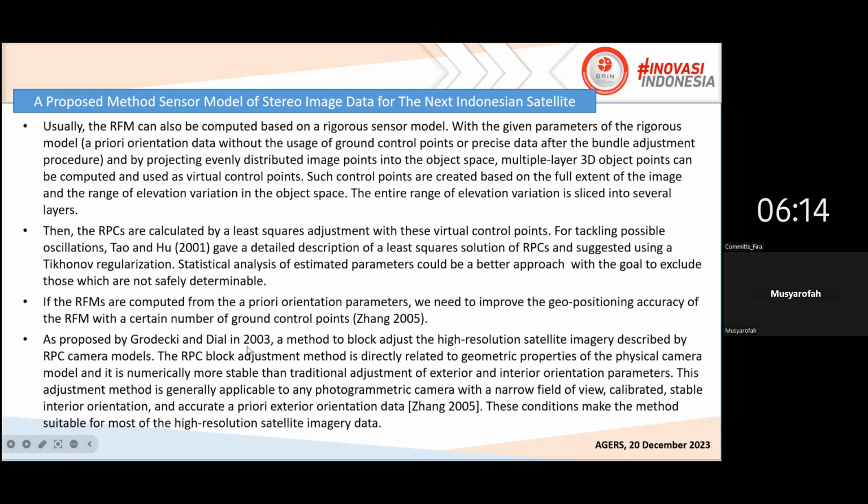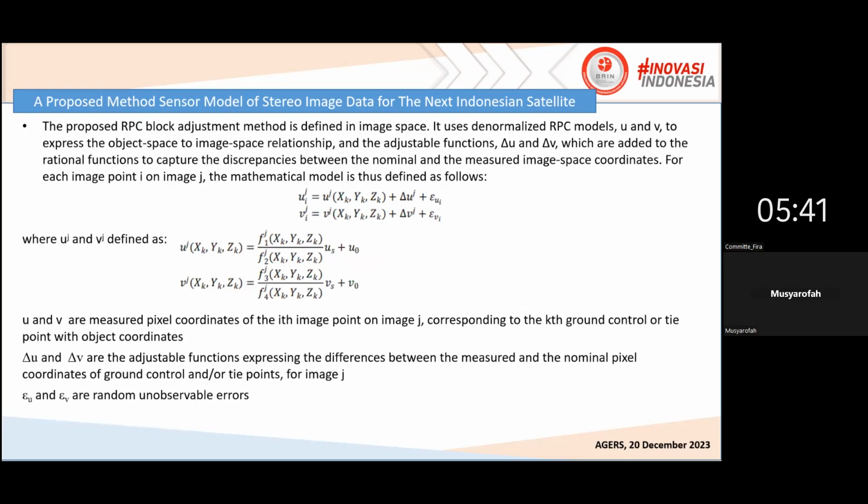As proposed by Grodecki and Dial, the method to block adjust high-resolution satellite imagery is described by the RPC camera model. The RPC block adjustment method is related to the geometric property of the physical camera model, and it is numerically more stable than traditional adjustment of exterior orientation parameters. This adjustment method is generally applicable to any photogrammetric camera with a narrow field of view, calibrated stable interior orientation, and accurate exterior orientation data. This condition makes the method suitable for most high-resolution satellite imagery data.